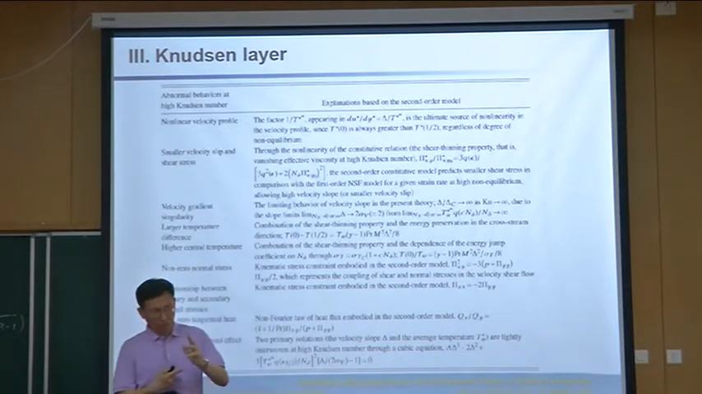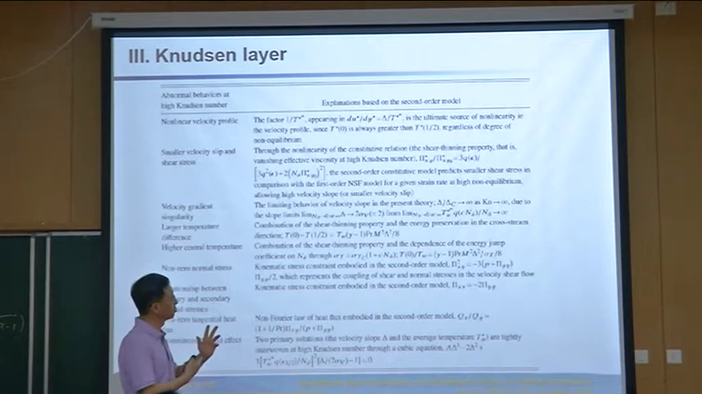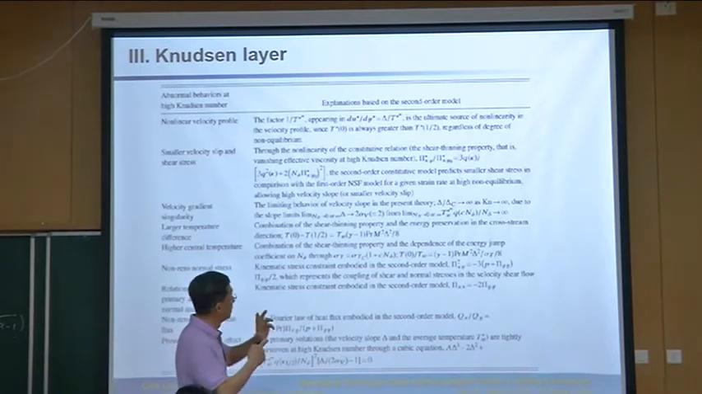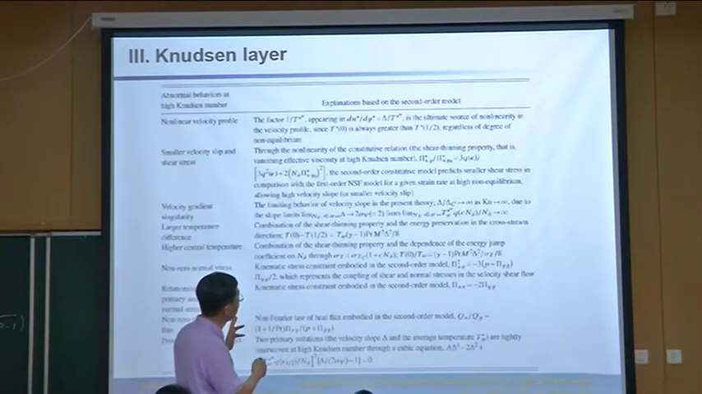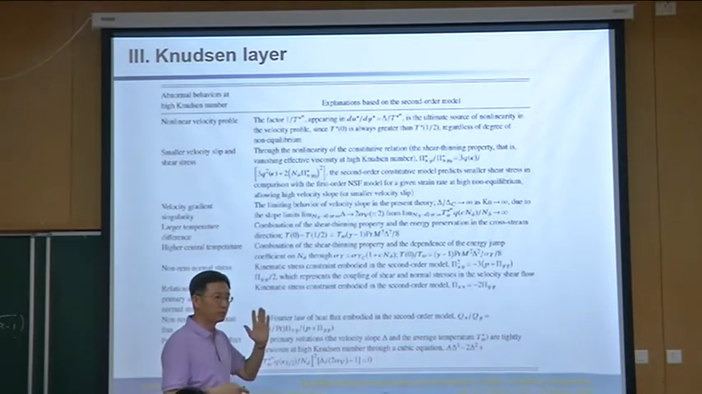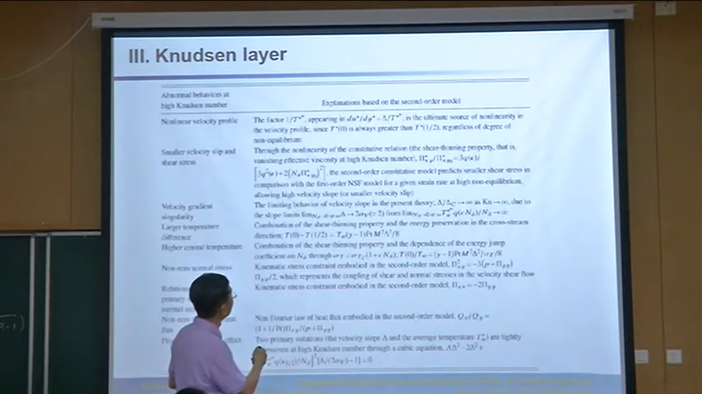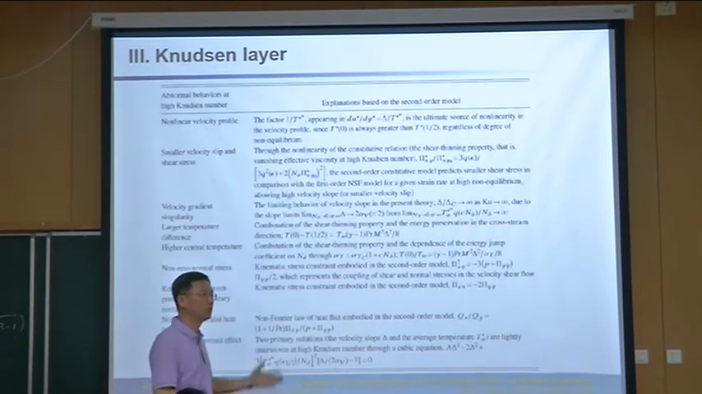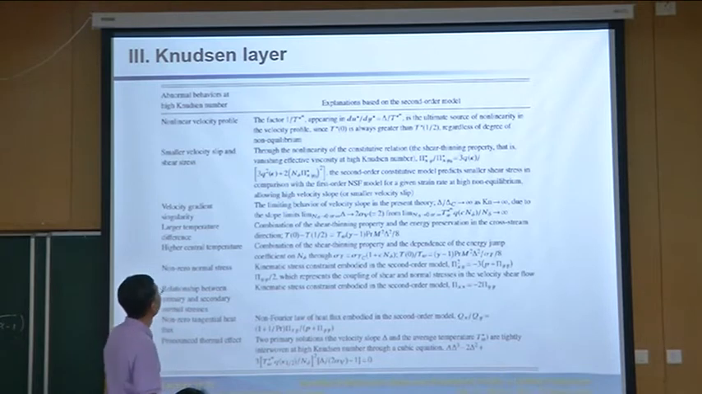That makes a lot of people misunderstand this property. They try to change many things to come up with some nonlinearity. But the answer is basically you need to take into account the temperature dependence of viscosity, and then combine it with those second order terms. Then you will get nonlinearity. The smaller velocity slip and the shear stress, basically that is shear thinning behavior.